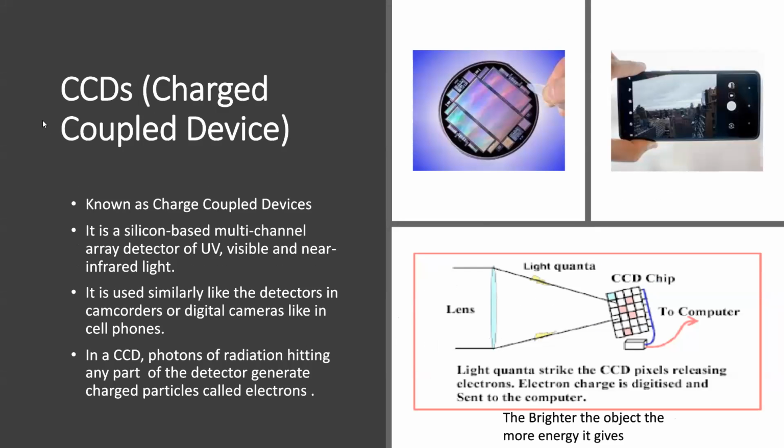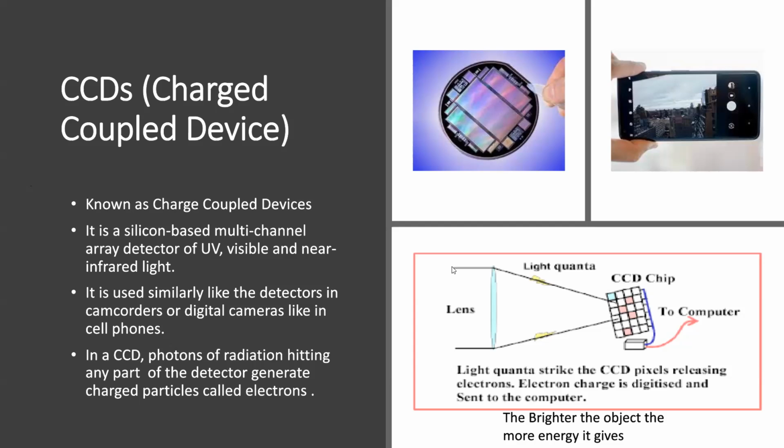CCDs, which are also known as charged coupled devices, are a silicon-based multi-channel array detector of ultraviolet, visible, and near-infrared light. It is used similarly to the detectors in camcorders or digital cameras, like in cell phones. In a CCD, photons of radiation that hit any part of the detector generate charged particles called electrons.